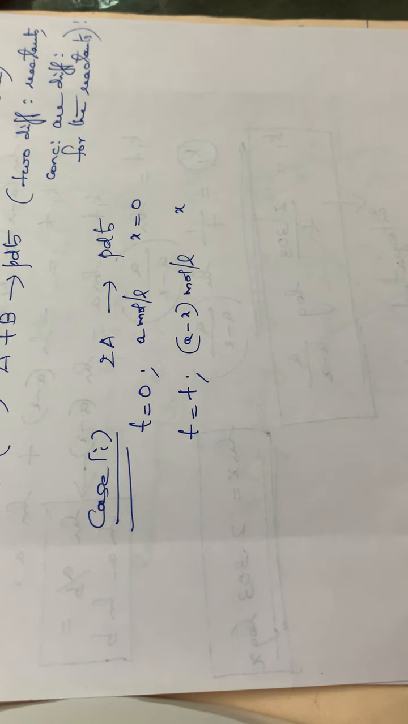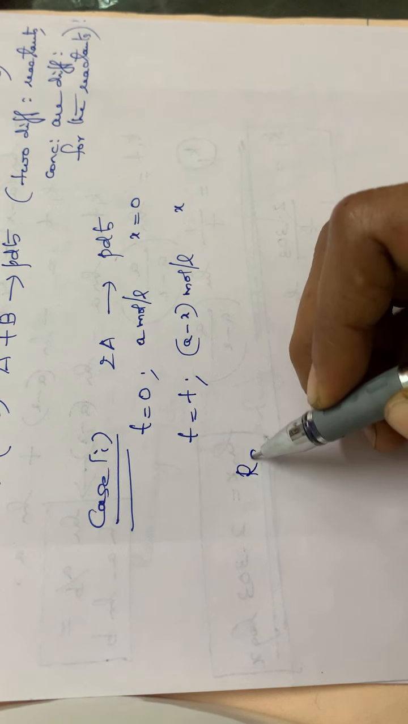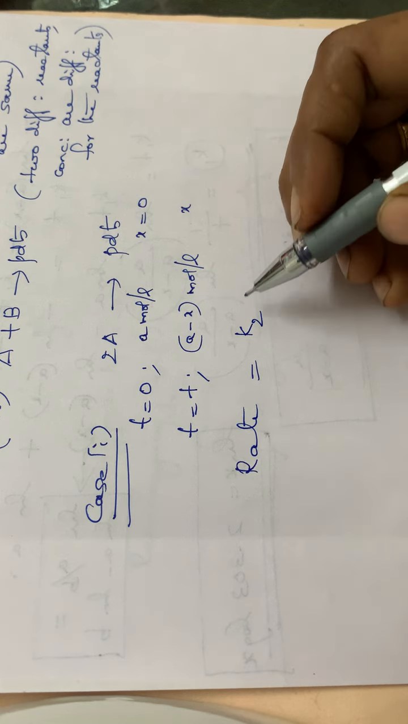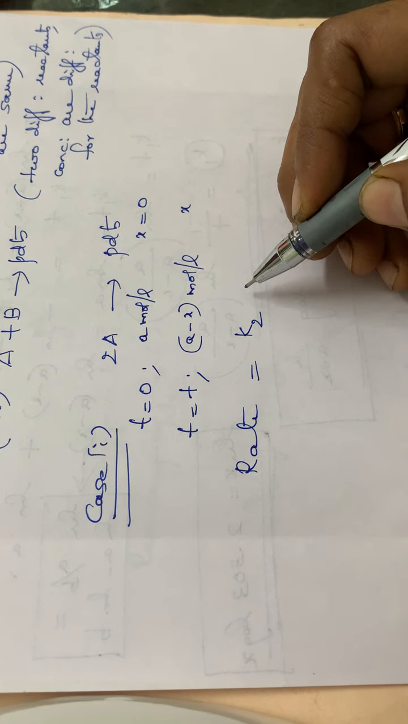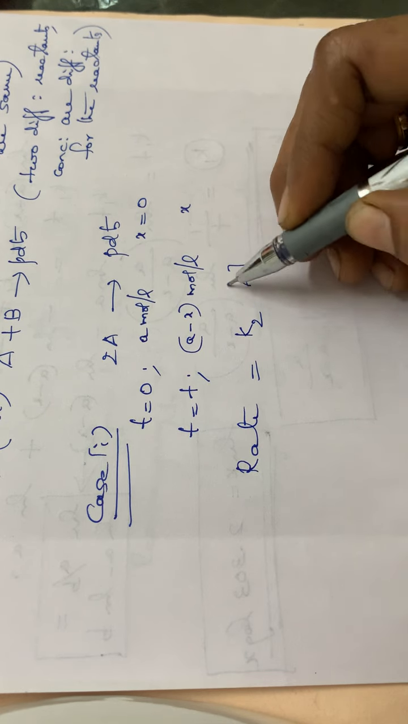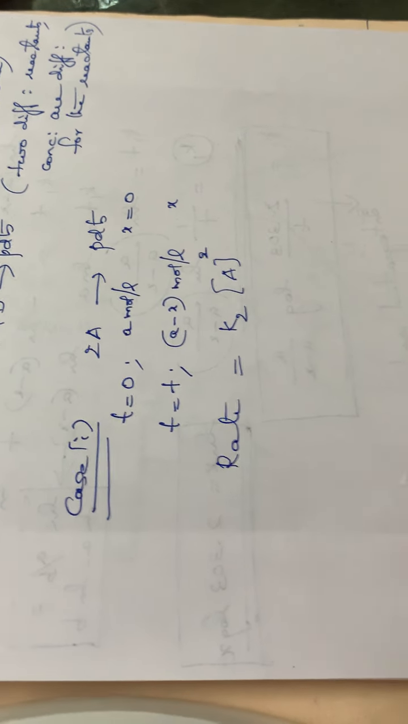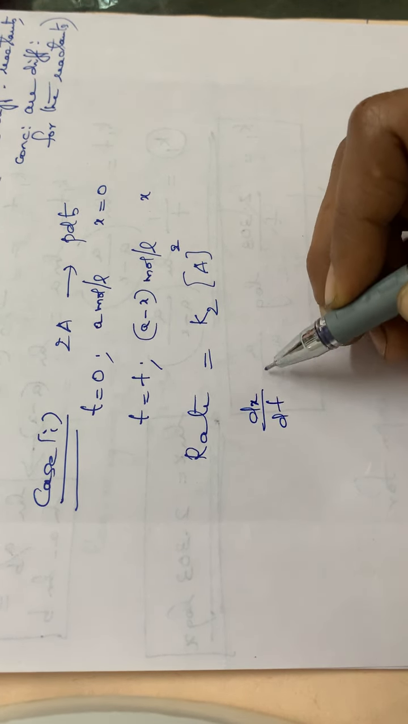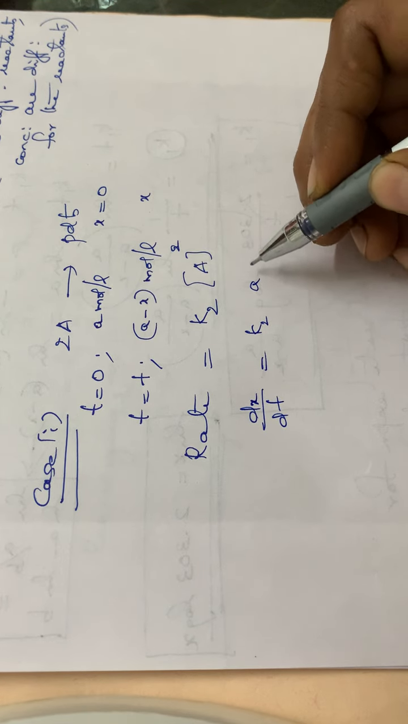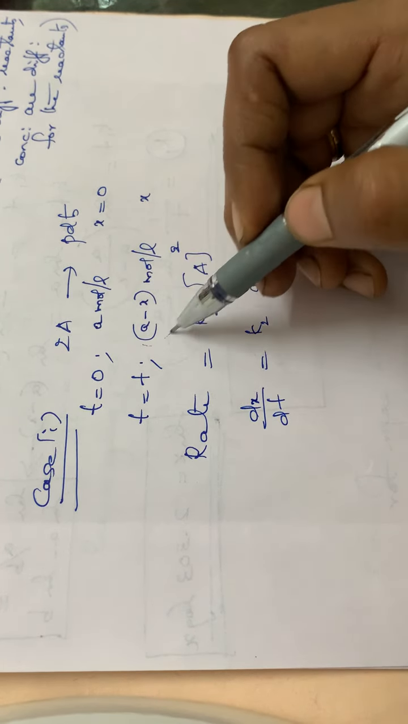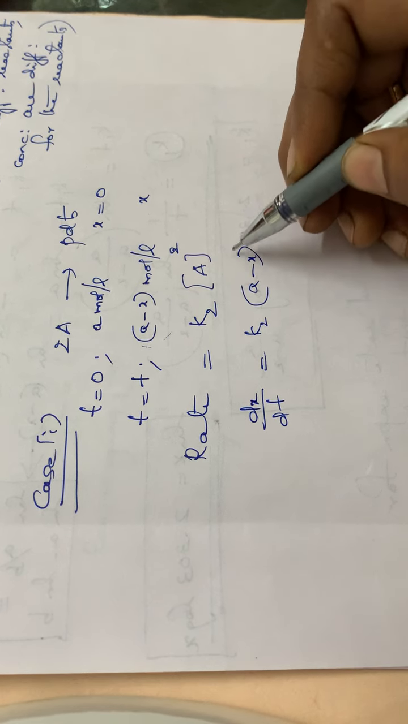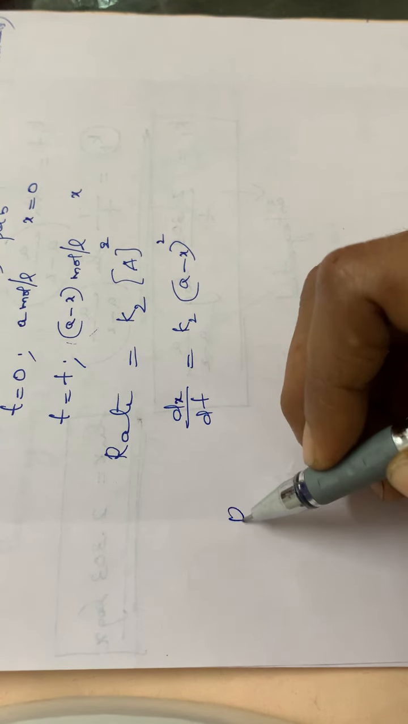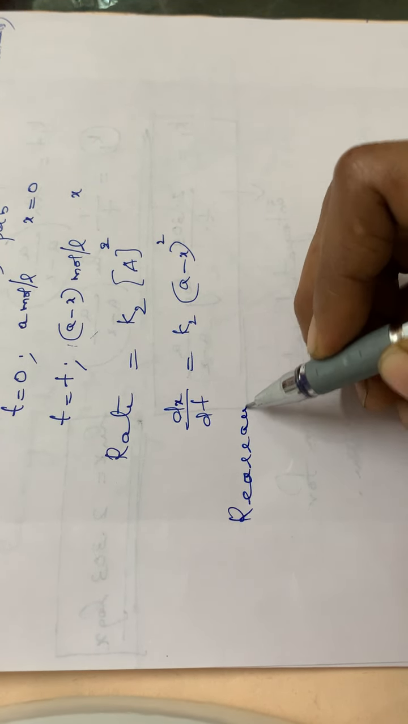Then again you have to write the rate. Rate is equal to k2, since it is a second order reaction, into the concentration of the reactant A, the whole squared. That is the rate expression. Rate is equal to dx by dt. So dx by dt is equal to k2 into the concentration of A after time t, which is a minus x, the whole squared. Then what is the next step? Rearranging this equation.